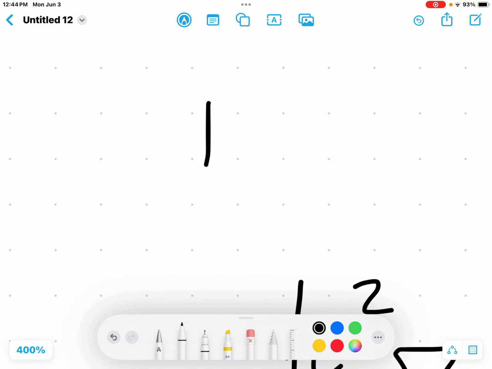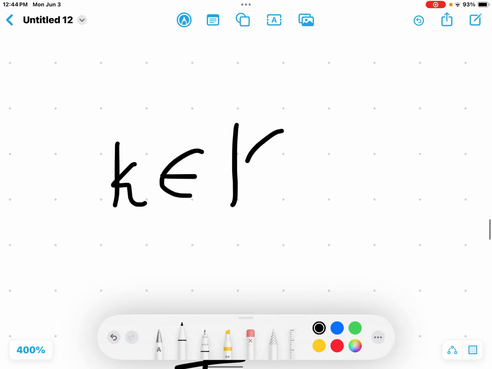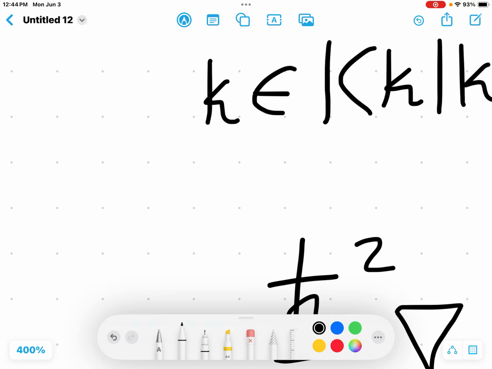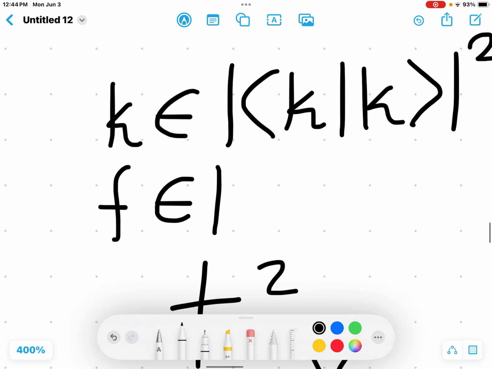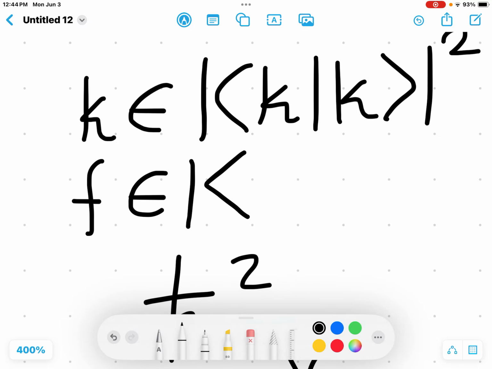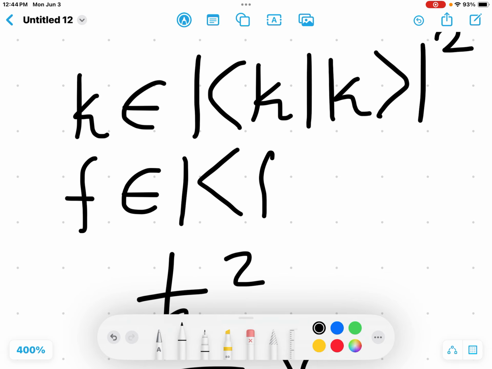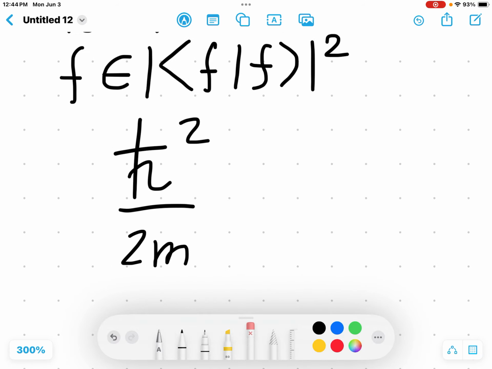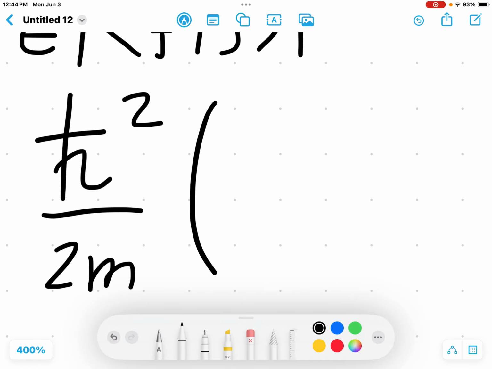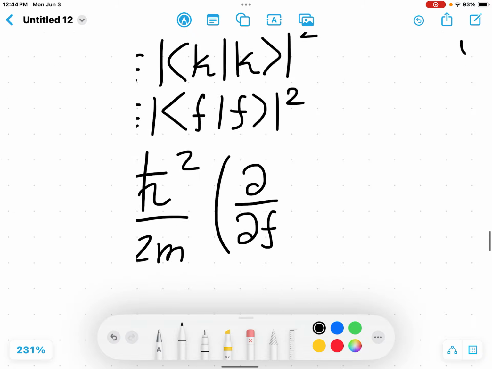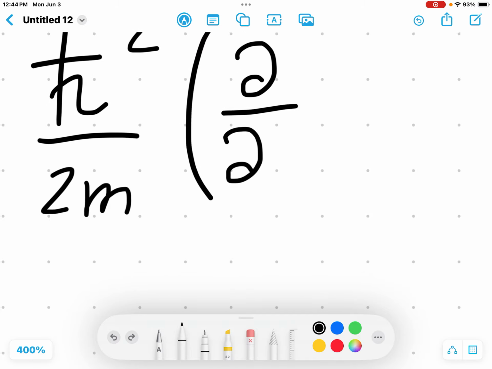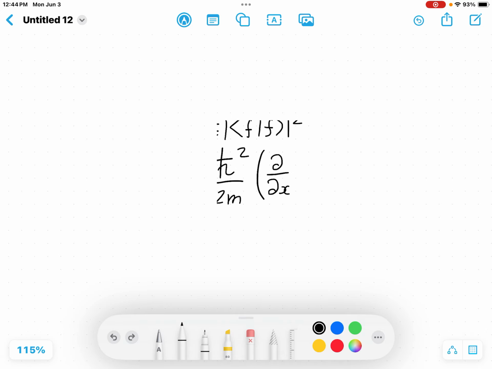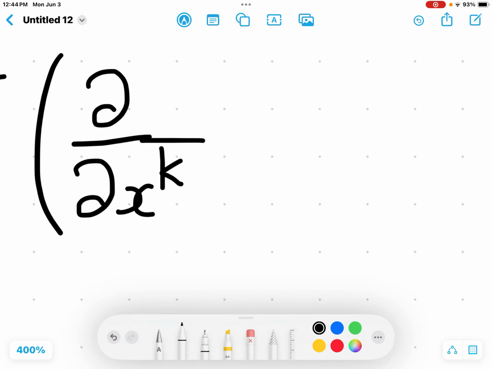So let's assume that this k is a point in the square of the probability amplitude of my k wave function. And let's use f. So f without the vector notation would mean a point in the square of the probability amplitude. We're talking about directional derivatives here, so I'm not going to use the Laplacian operator anymore. Instead, I'll do it like this: d by df, or if I want a more succinct notation, x raised to k. That's just a notational thing.